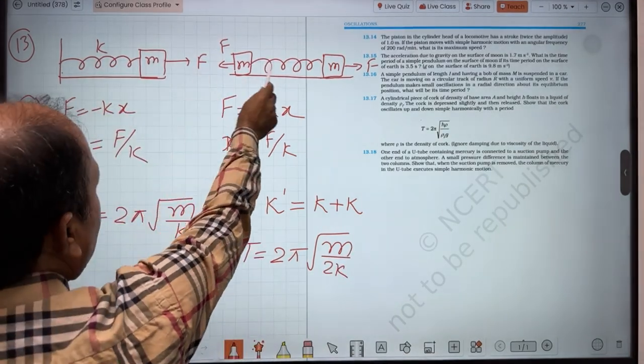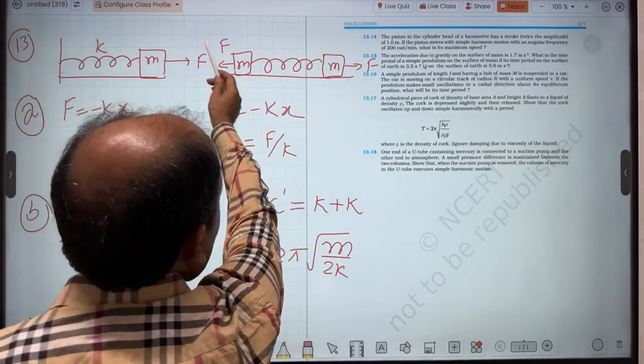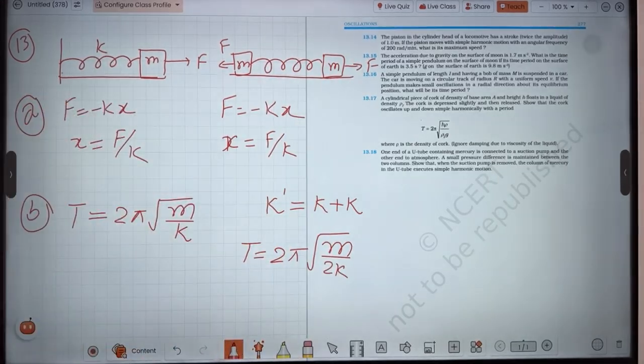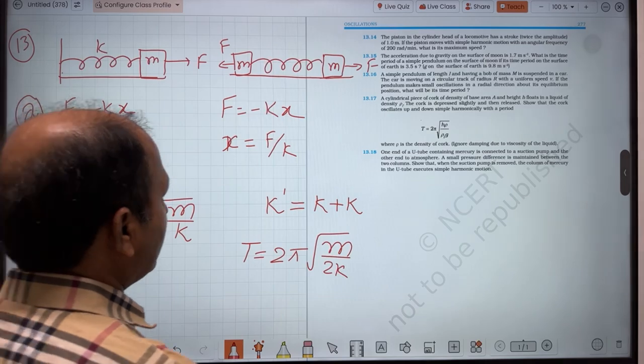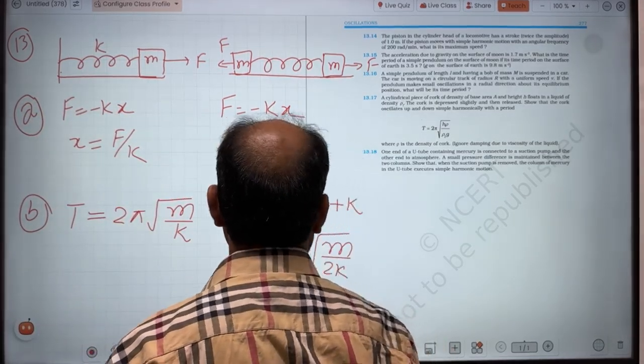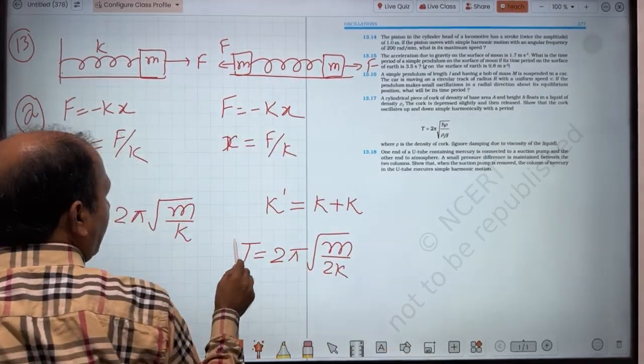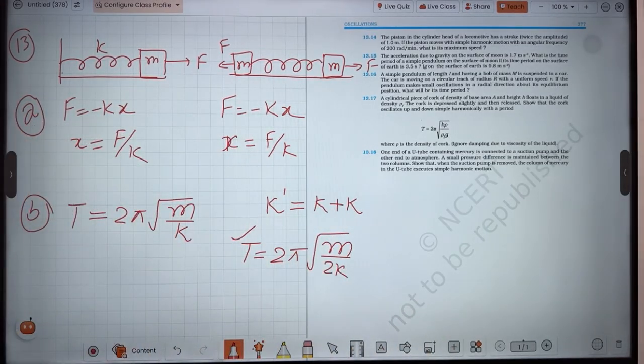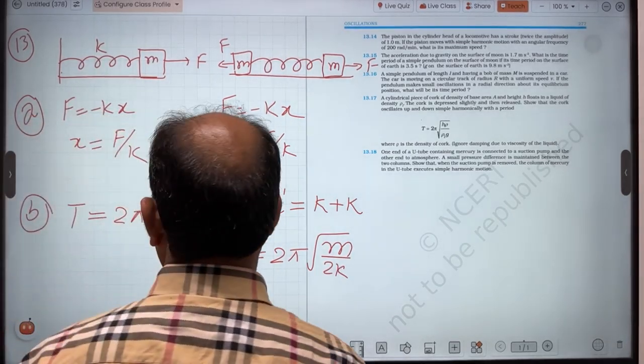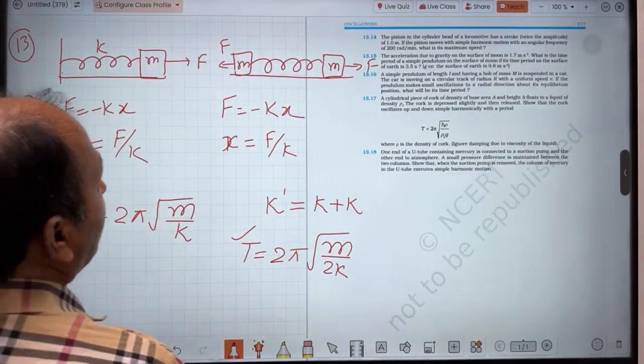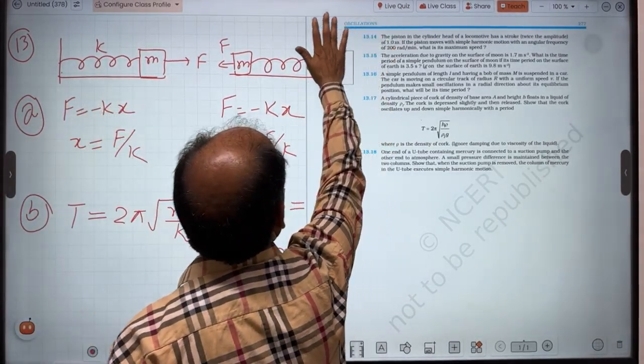The situation is obvious. This mass will vibrate like this, and this will also vibrate. So you have to consider the double effect. Because of that, the expression for time period becomes T equal to 2 pi root M upon 2K. Now we are going to see the next question.